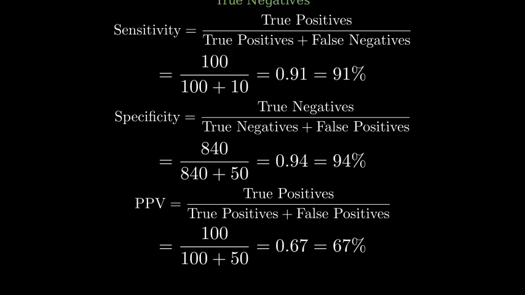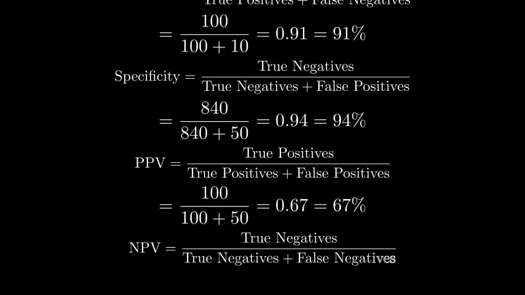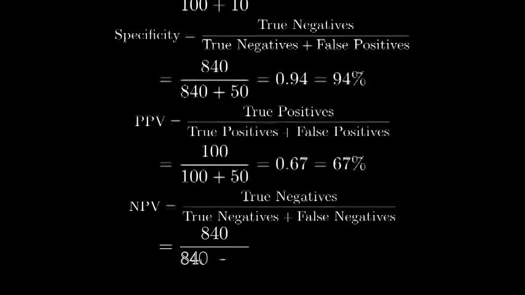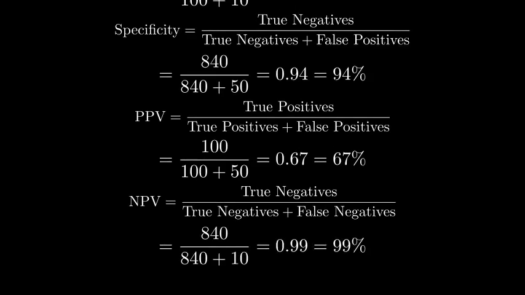Finally, let's calculate negative predictive value, or NPV. NPV is the probability that a person who tests negative truly doesn't have the disease. It's calculated as true negatives divided by all negative tests. Here, that's 840 divided by 840 plus 10, which equals 0.99 or 99%. This means if someone tests negative, there's a 99% chance they truly don't have the disease.